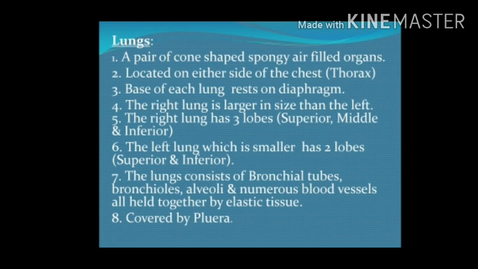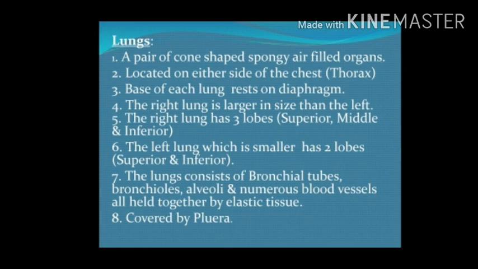The right lung has three lobes. They are the superior, middle, and inferior lobes. The left lung, which is smaller compared to the right lung, has only two lobes. They are the superior and inferior lobes. The lungs consist of bronchial tubes, bronchioles, alveoli, and numerous blood vessels, all held together by elastic tissue.